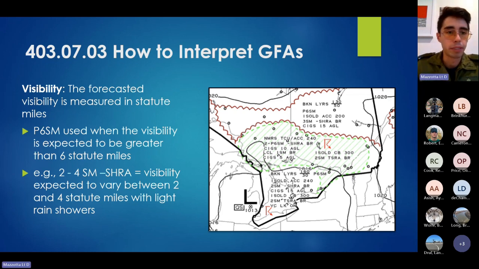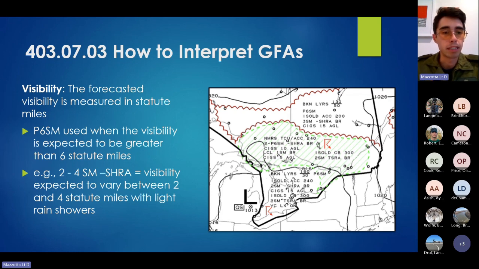So some things to keep in mind when we talk about visibility. Visibility is the forecasted visibility that is measured in statute miles. P6SM, which actually stands for prevailing visibility greater than 6 statute miles, is used when the visibility, like I said, is greater than 6 statute miles. So it's not plus 6 SM, it's prevailing visibility greater than 6 statute miles. And what that means is the greatest distance that can be seen horizontally in at least half of the horizon. So sometimes weather reporting stations will use a visual reference point or like a landmark as a reference.